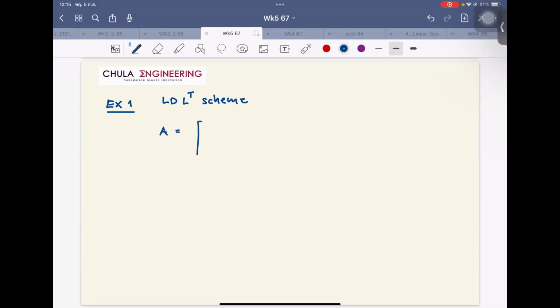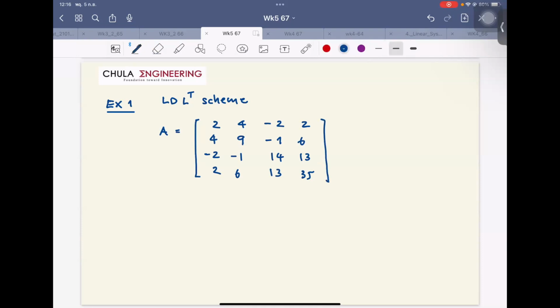Okay, given matrix A, 2, 4, minus 2, 2. Are we going to do it together? Decompose a 4 by 4. So it's symmetric, right? Now let me check the eigenvalues a little bit. Okay, the eigenvalues are all positive. Now the A is symmetric, positive definite.